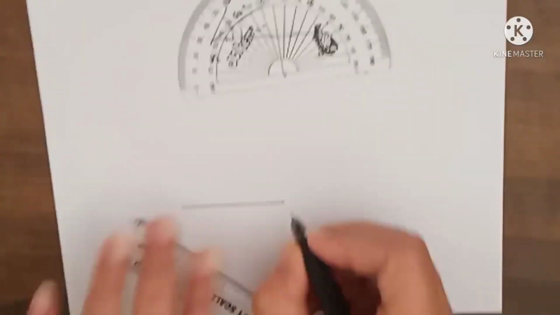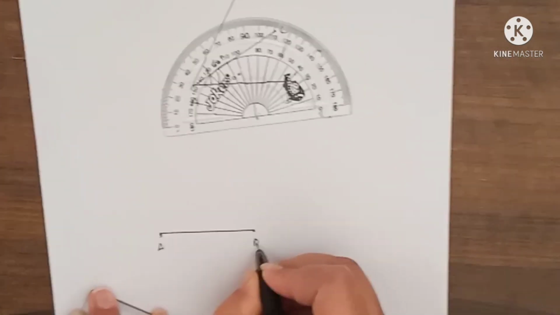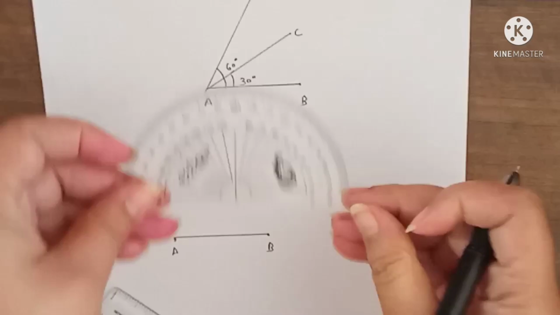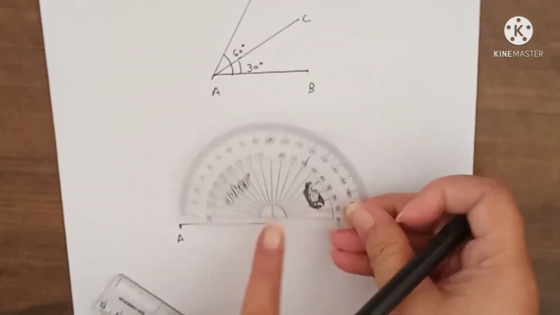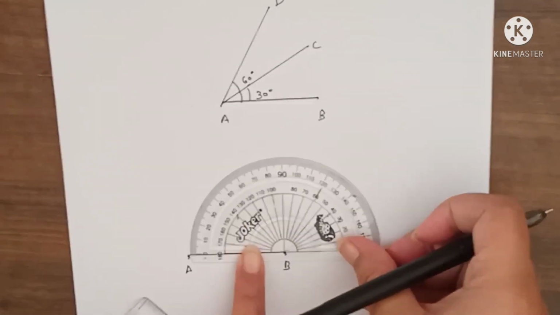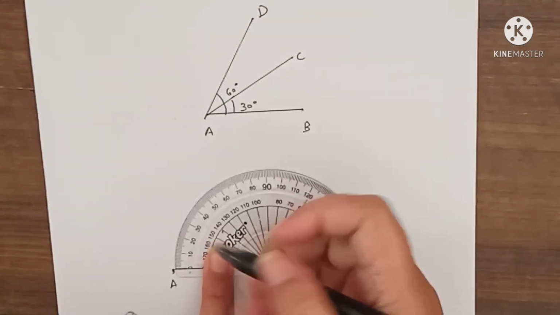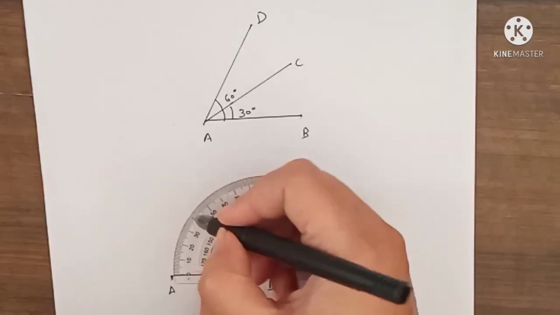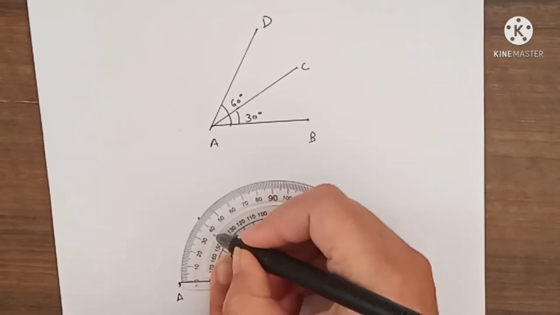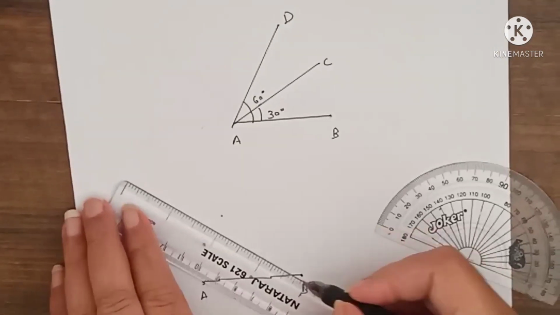First you draw a baseline, A and B. Now if you want to use your outer scale, this point should be on B and your baseline below the baseline of your protractor. If you want to draw an angle of 40 degrees, you put your dot on 40 degrees and join these two points.